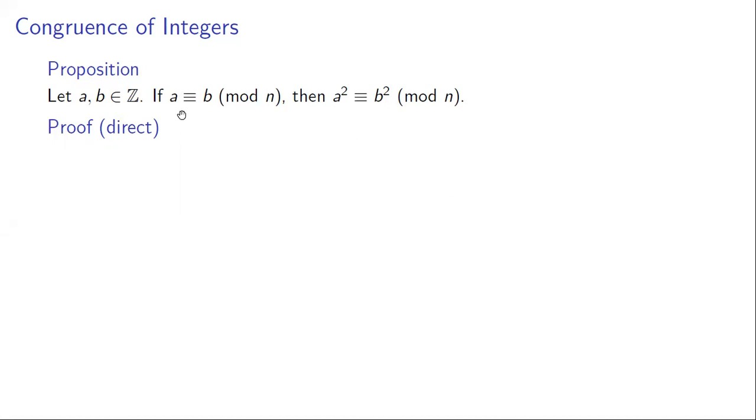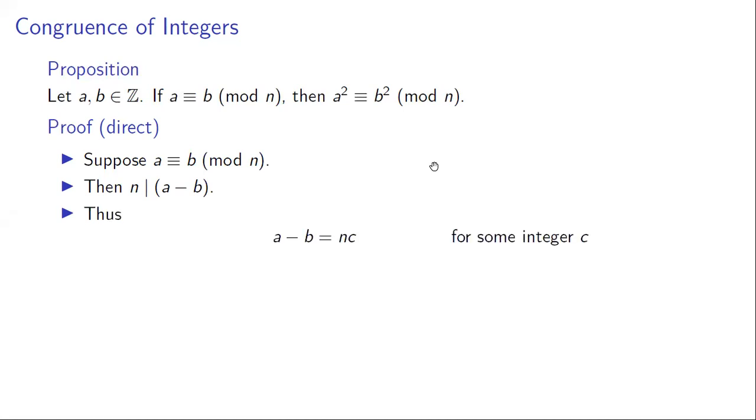In a direct proof, we're going to assume that A is congruent to B mod n, and we're going to show that that forces A squared to be congruent to B squared mod n. So suppose A is congruent to B mod n. Now we have to go back to the definition and see what this tells us. What this tells us is that n divides A minus B. Now, what does it mean to say that n divides A minus B? Well, we have the definition of divisibility. According to that, when we say that n divides A minus B, it tells us that A minus B is equal to n times C for some integer C.